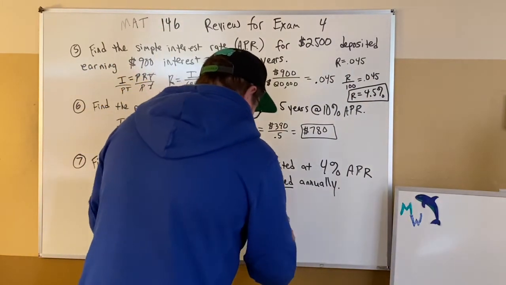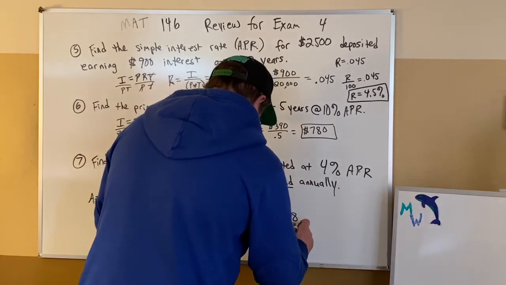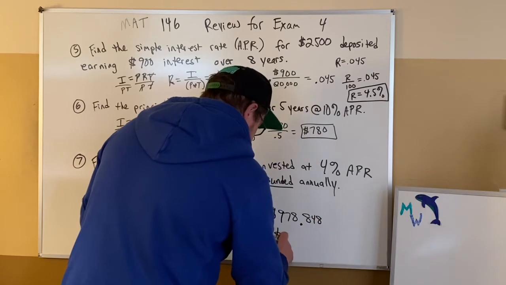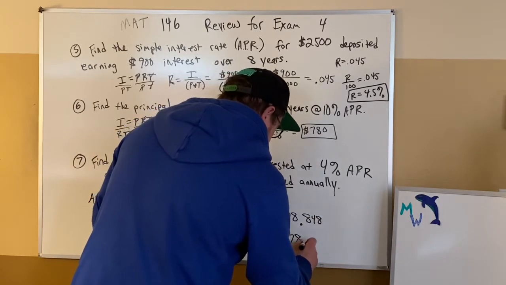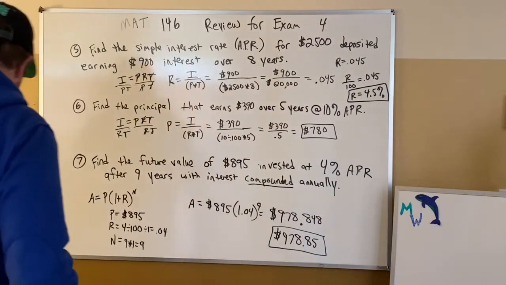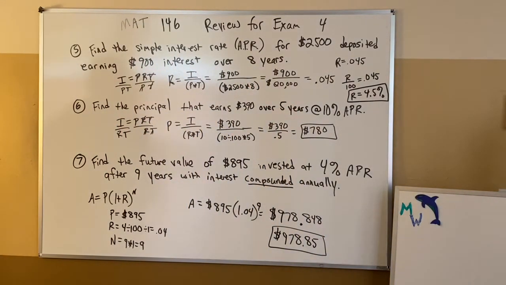and I get 978.848, and I'll call that 978.85. It's a compound interest problem.